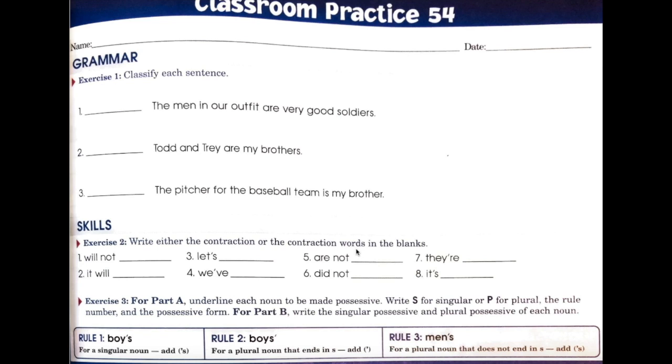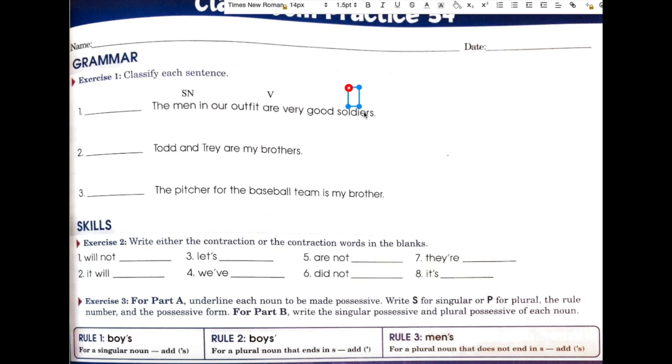This is classroom practice 54. Exercise 1, classify each sentence. Number 1, the men in our outfit are very good soldiers. Who are very good soldiers? Men, subject noun. What is being said about men? Men are, verb. Men are who? Soldiers. Let's verify the noun. Do soldiers mean the same thing as men? They do. So that means soldiers is a predicate noun. And are is a linking verb.